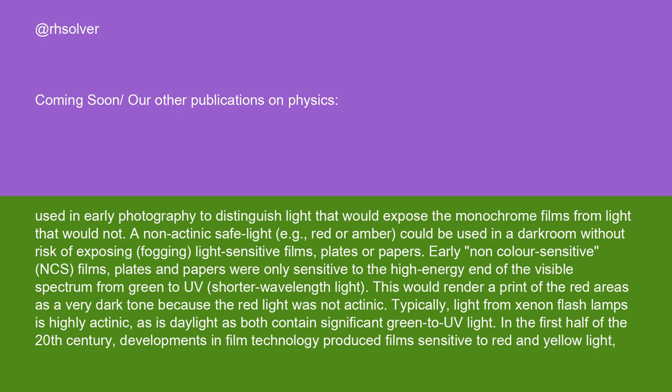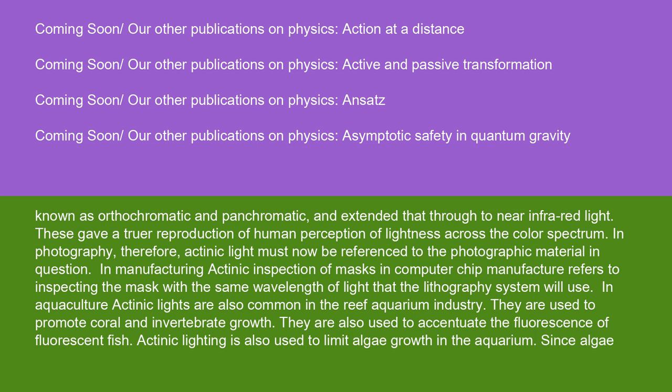This would render a print of the red areas as a very dark tone because the red light was not actinic. Typically, light from xenon flash lamps is highly actinic, as is daylight, as both contain significant green to UV light. In the first half of the 20th century, developments in film technology produced films sensitive to red and yellow light, known as orthochromatic and panchromatic, and extended that through to near infrared light. These gave a truer reproduction of human perception of lightness across the color spectrum. In photography, therefore, actinic light must now be referenced to the photographic material in question.